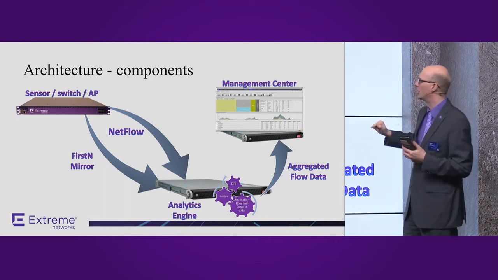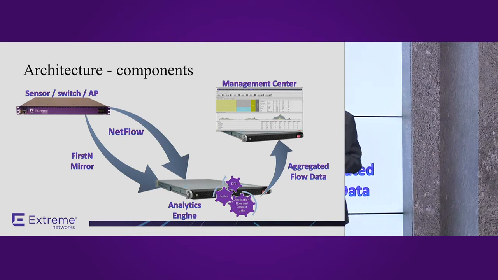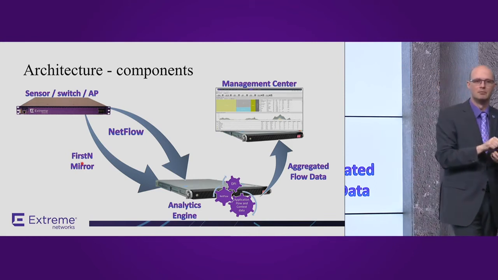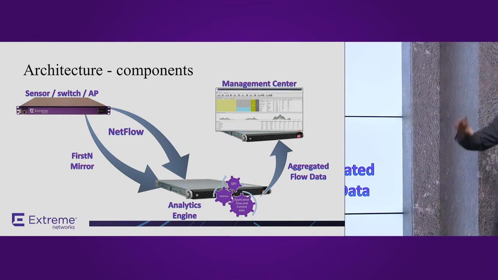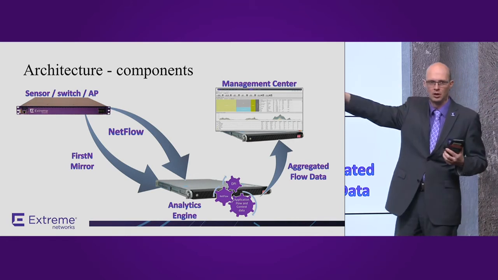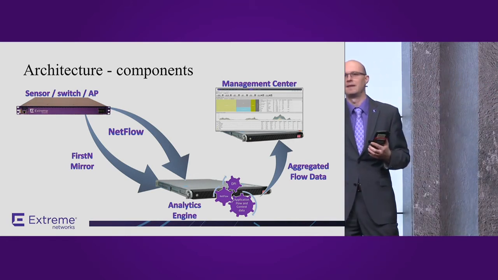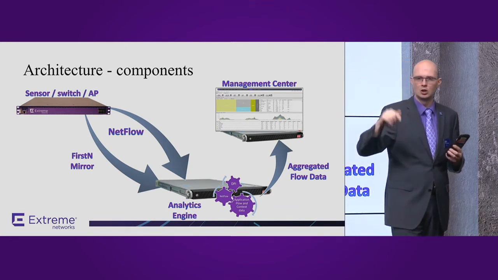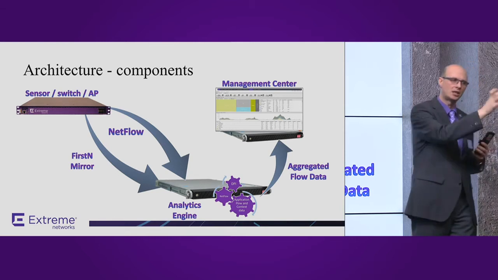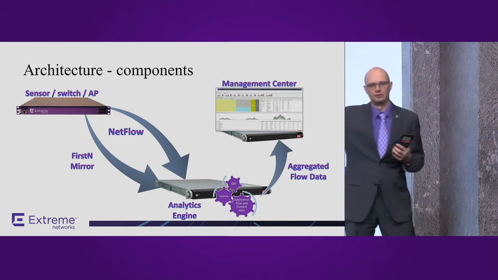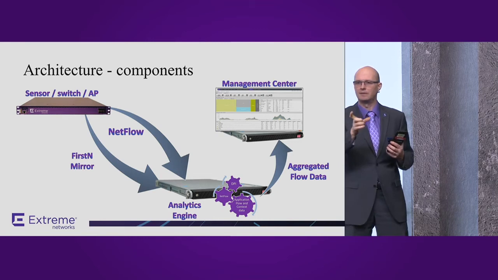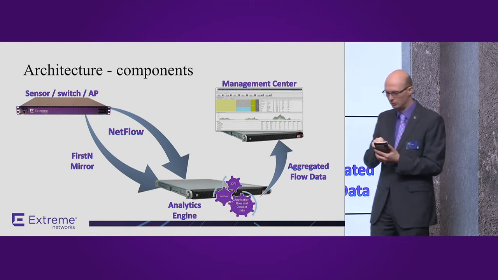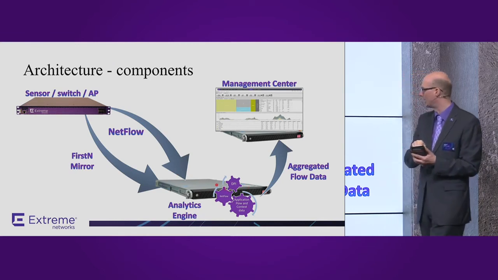The second thing which this switch or access point or sensor is doing, it is able to create something which is called first-N mirror. What that means is that from each and every flow, we mirror the first 15 frames. It can be 30, but in general, it's 15 frames. So for each and every flow. So if I start to download 1 terabyte file, I will see first 15 frames from the download.